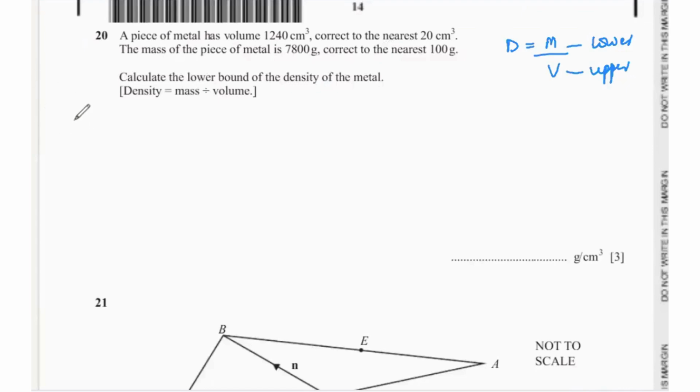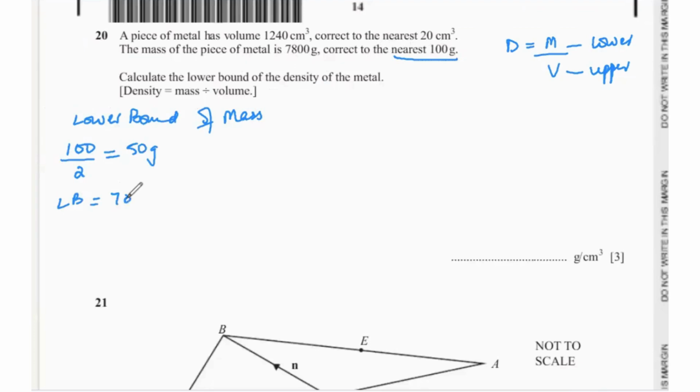So for the lower bound of mass, the degree of accuracy is 100. So first we divide the degree of accuracy by 2, which is 50 grams. So lower bound would be 7800 minus 50, which is going to give us 7750 grams. That is your lower bound for mass.